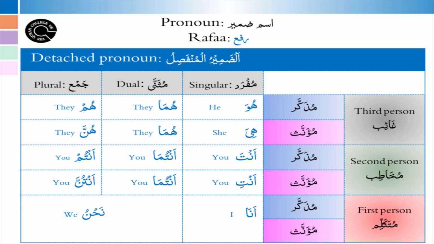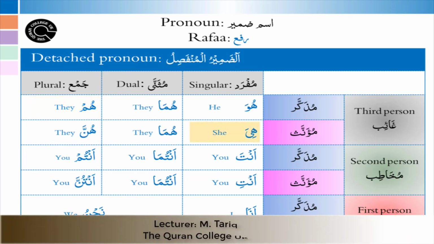Since the subject or mubtada of a nominal sentence is swapped with the nominative or rafa case of a pronoun, therefore we need to practice the nominative or rafa case of pronouns. The table shows all the pronouns in nominative or rafa case. We will start with the third person pronouns. The third person masculine pronouns are huwa, huma, hum. The third person feminine pronouns are hiya, huma, hunna.